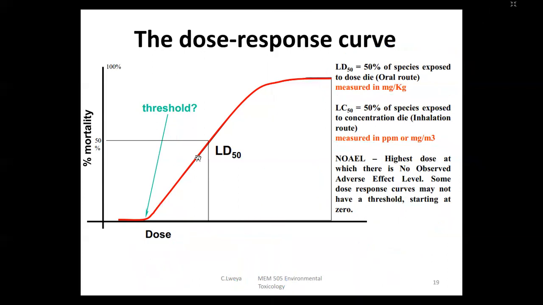NOEL: the highest dose at which there is no observable adverse effect. So there must be some highest dose that you can give that doesn't bring an effect, and some dose response curves may not even have a threshold. What does that mean? Some dose response curves, or concentration response curves, or some pollutants, do not have a threshold. Any small amount of dose, any small amount of concentration you administer, brings the results. There are some which are like that.